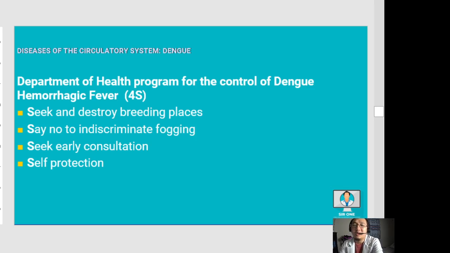Self-protection. If you remember the CLEAN technique that we discussed in our previous videos: C is chemically treated mosquito nets. L is larvae eating fish. E is environmental sanitation or clean up. A is anti-mosquito soap, and N is the neem tree, a plant which is believed to have mosquito repellent properties.